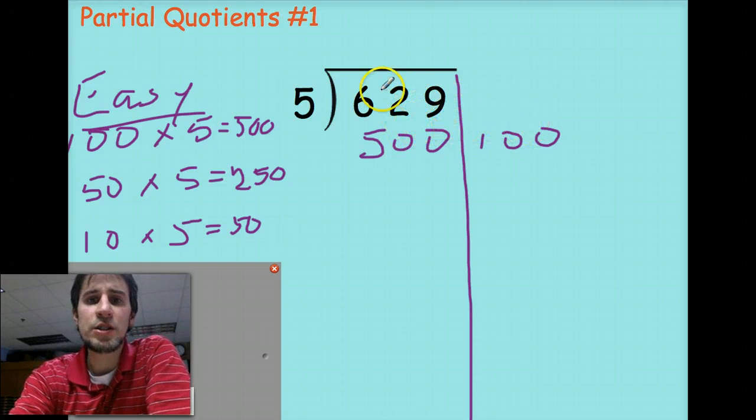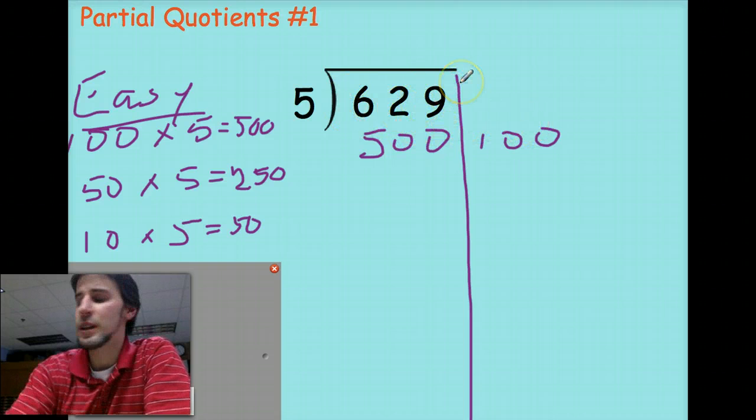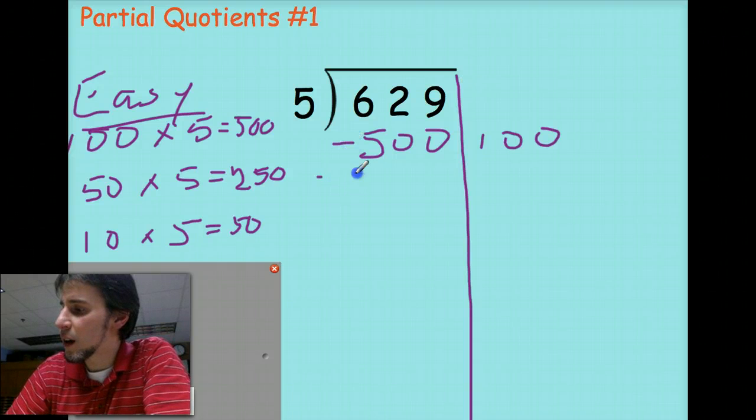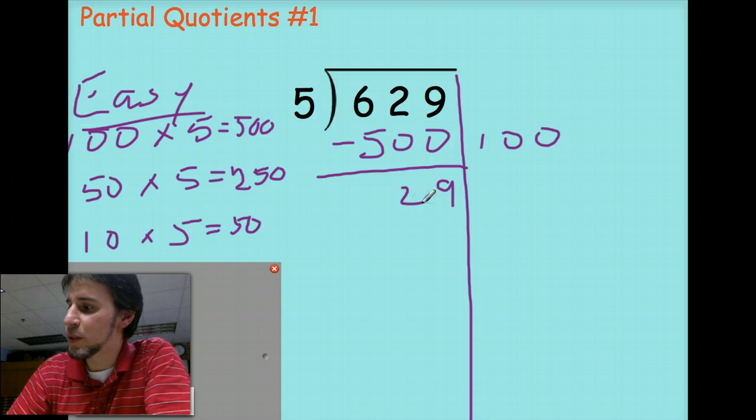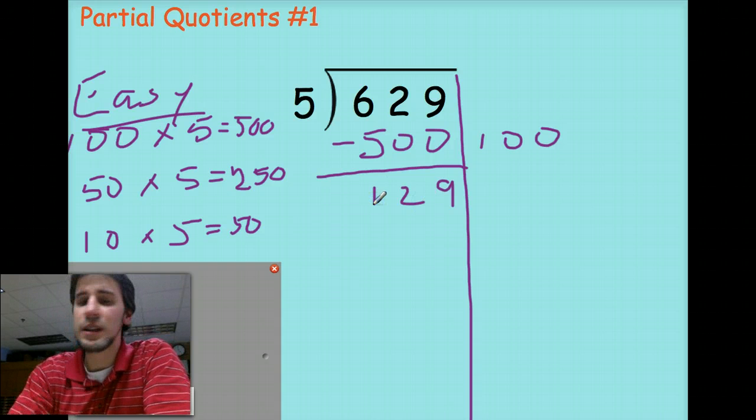So now I want to start chipping away at this big 629 number. So here I start subtracting. Subtract from your ones first. I've seen people subtract from their hundreds and they miss a carrying that might need to take place. So here I have 129 left.